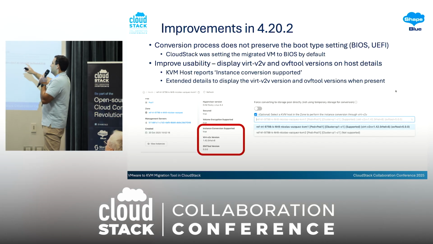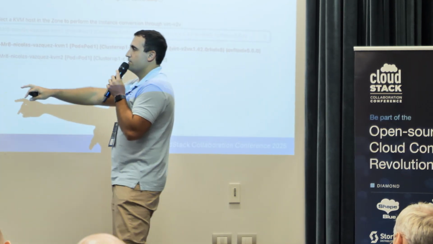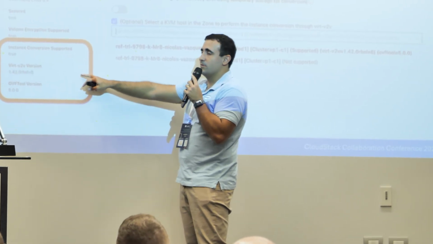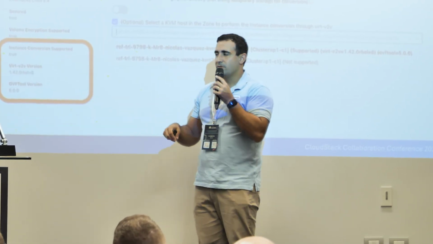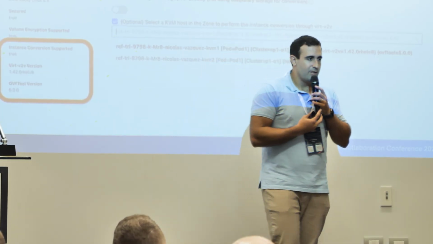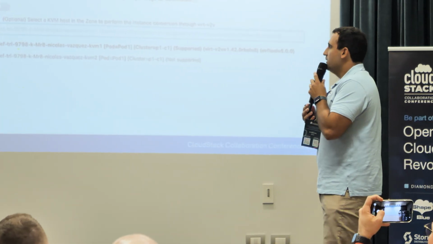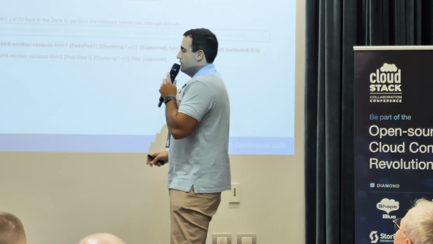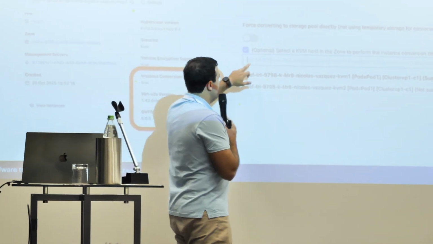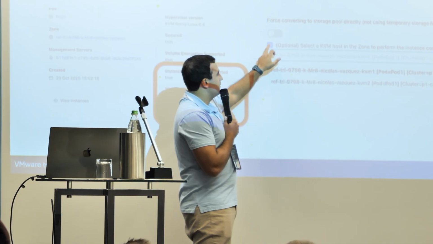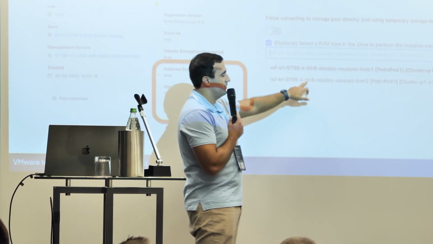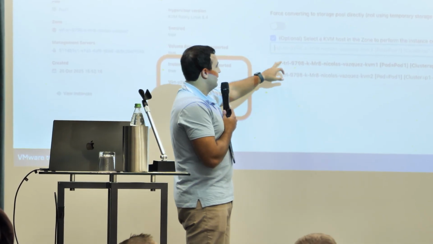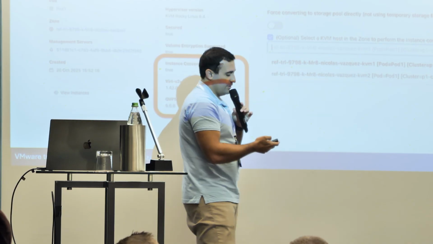Then we have also allowed the CloudStack host details to show whether a conversion is supported, the Virt-V2V version installed on that host, and also the OVF tool version that the host is running. So knowing that, when you go to the migration importing dialog, you are able to select a host, and you will see this one is not supported, which means there are no binaries installed. And on this one, you have it, and it will show the version.